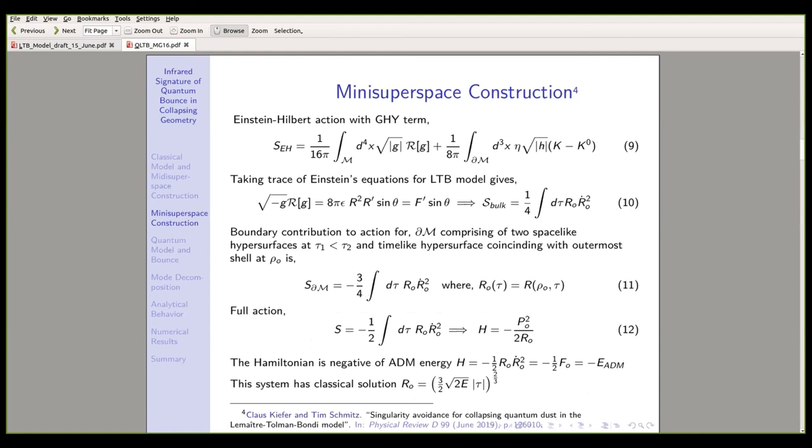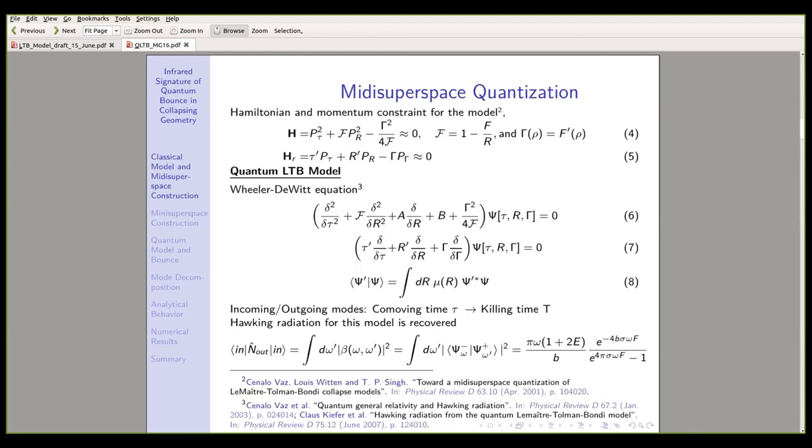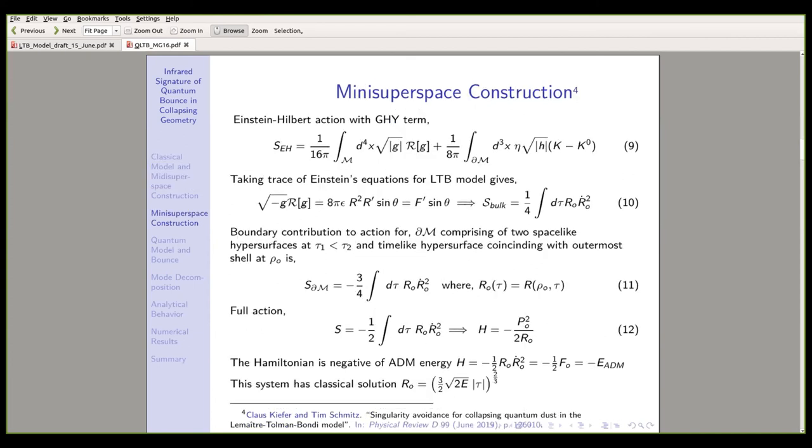Now, a mini superspace construction. Before going to that, let me explain what midi superspace and mini superspace mean. The midi superspace means that the infinite dimensional degrees of freedom are reduced by using a symmetry principle to infinitely many degrees of freedom. And in the mini superspace case, the infinitely many degrees of freedom are reduced to a finite number of degrees of freedom.